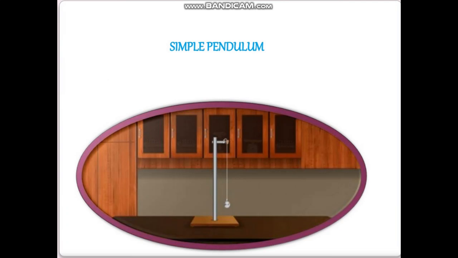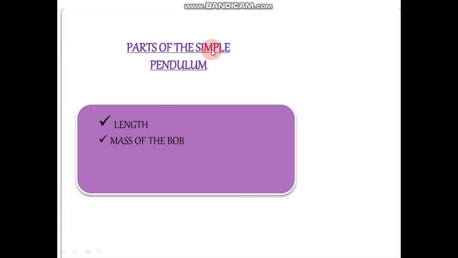Here a figure of a simple pendulum is given, which consists of a thread, and this is the point mass, which is called the bob. So the parts of the simple pendulum are the length of the thread and the mass of the bob.